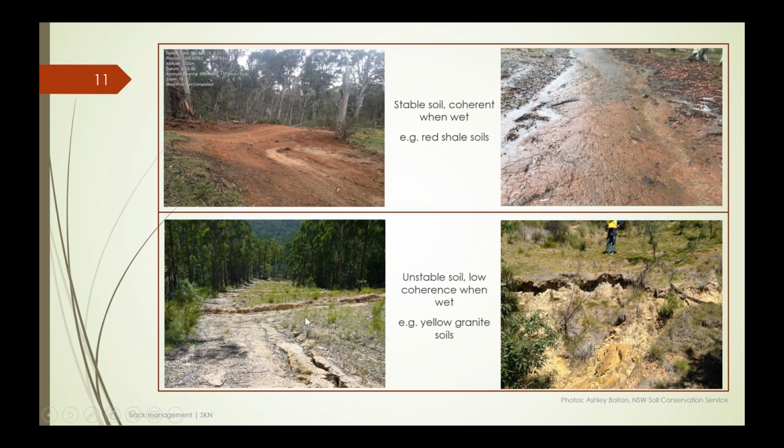If we come down here, we've got examples of yellow granite soils, which are a lot more prone to erosion, more challenging, more difficult to manage. Often these soils occur lower down in the landscape, and you can see this soil on the right side is typical of a gully line or a drainage line.